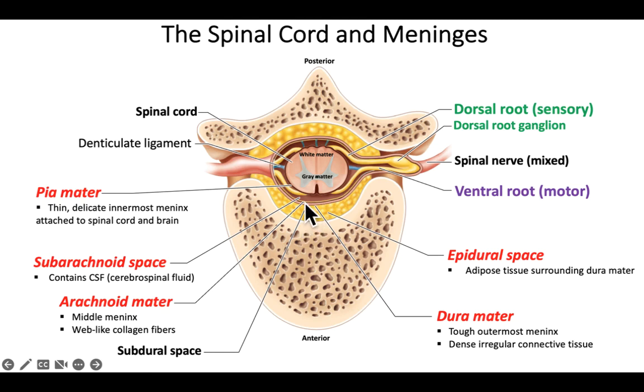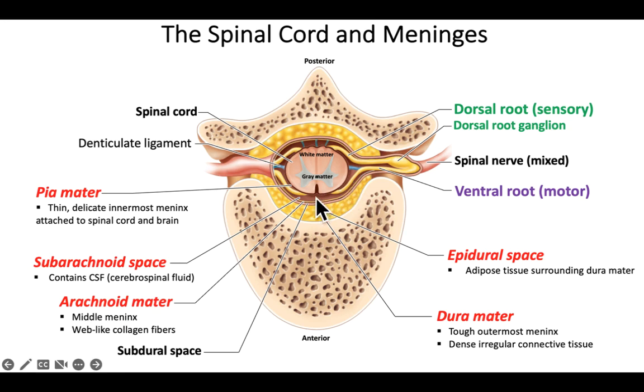And then we hit the middle layer, which is called the arachnoid mater. Arachnoid might sound familiar. Arachnoid pertains to spiders. Someone believed that this layer kind of looked like a spider web because it has kind of web-like collagen fibers. So that's the middle layer.